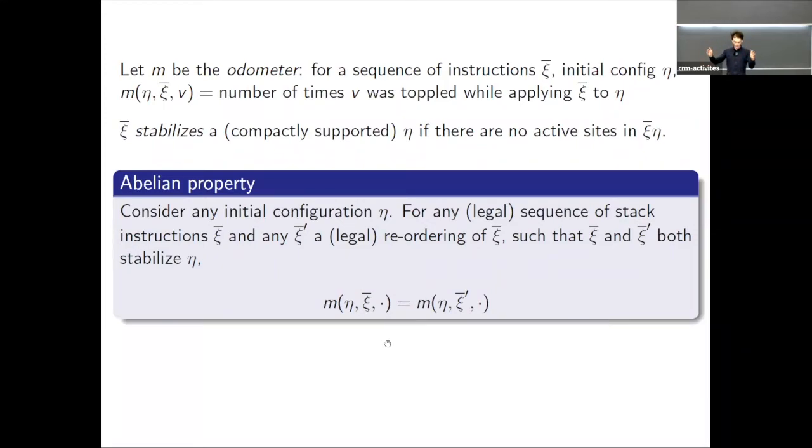So if you have some finite configuration and I have any two sequences of legal instructions, I always have to, if I want to topple a certain site, there have to be at least two particles there, or have to be following the rules of the system. That's what legal means. But okay, as long as I have any two legal sequences of instructions that are reorderings of one another, they both yield a system that is fixated, then they yield the same final odometer. So the number of times that each site was toppled is the same.